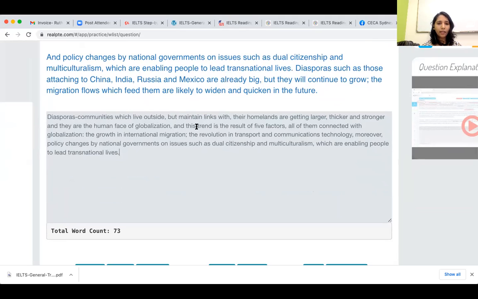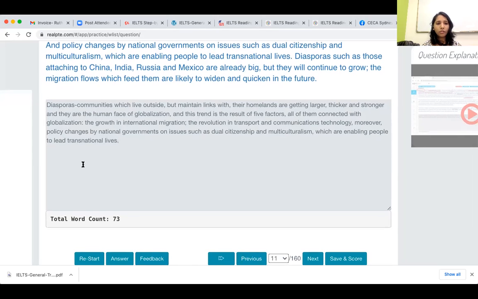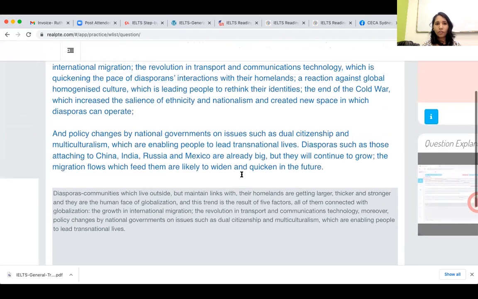I connected with an "and". This trend is the result of 5 factors, all of them connected with globalization: the growth in international migration, the revolution in transport and communication technology. Moreover, that's my second connector. I put a comma and comma after. Policy changes by national governments on issues such as dual citizenship and multiculturalism, which are enabling people to lead transnational lives. So that's how I do this question type.